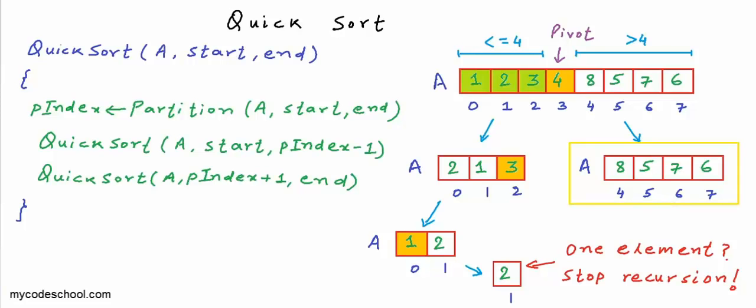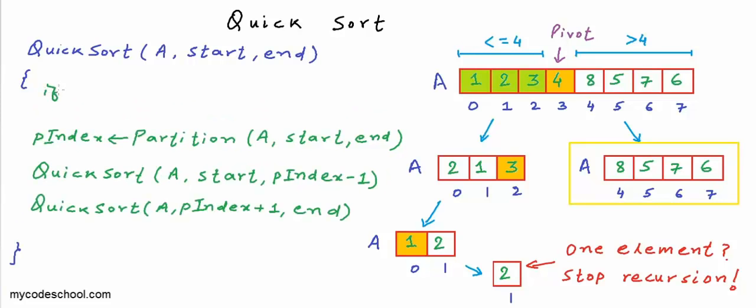So we can write something like this: if start of the segment is greater than or equal to end, then we can return, which will mean exiting the function. Why start greater than or equal to end and not just start equal end? Well, start greater than or equal to end will take care of two things. If the segment is invalid, then also we will exit, and if the segment has only one element, then also we will exit.